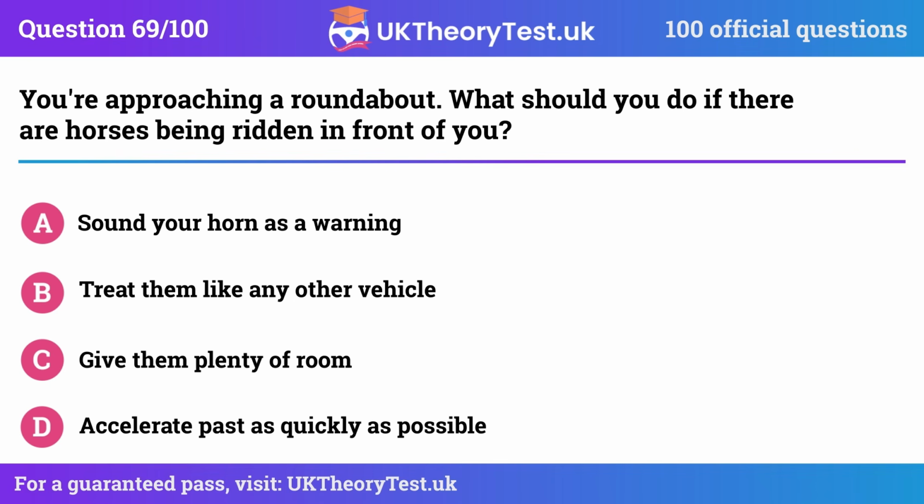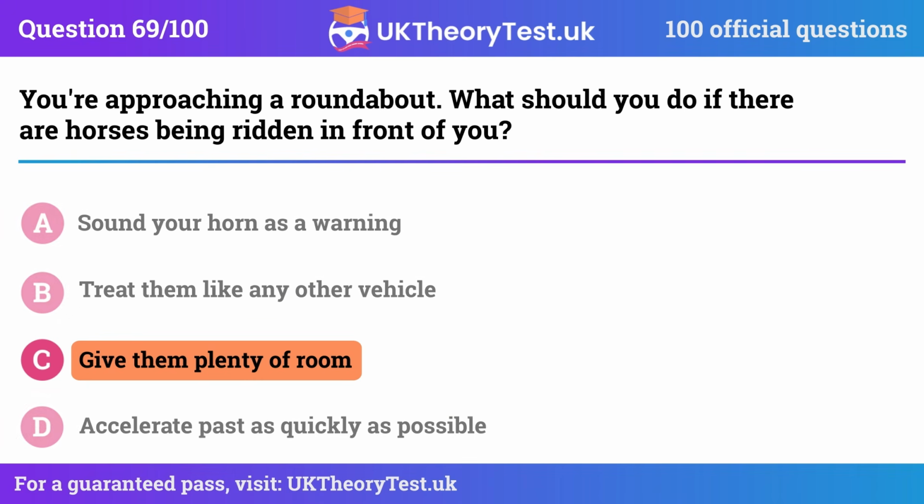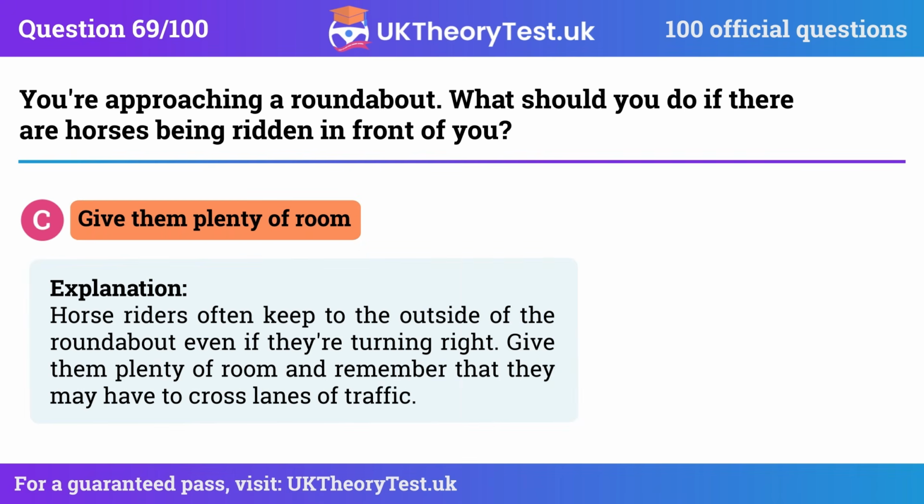The correct answer is C. Give them plenty of room. Explanation. Horse riders often keep to the outside of the roundabout, even if they're turning right. Give them plenty of room, and remember that they may have to cross lanes of traffic.